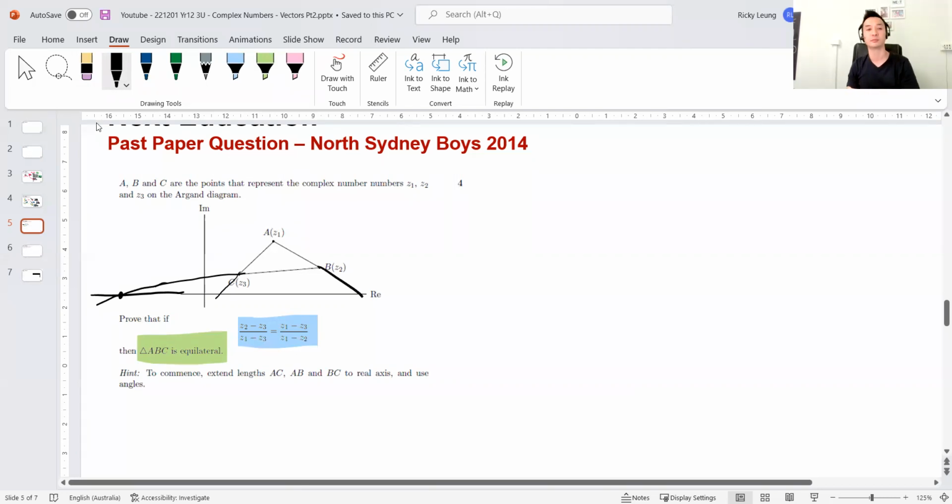Now, why did they get me to extend it? Definitely something to do with the arguments. Let's have a look. Now, where are these guys? So Z2 minus Z3, that's a vector going from Z3 to Z2. So that one there is Z2 minus Z3. Z1 minus Z3, there's actually 2 of them. Z1 minus Z3 is from Z3 to Z1, so it's going this way. And one more.